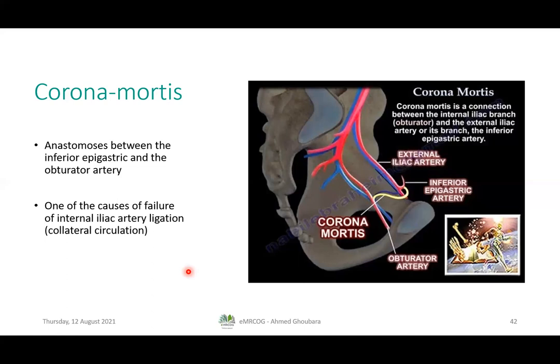Which of the following arteries may occasionally arise as a branch of the external iliac artery or inferior epigastric artery instead of a branch of the internal iliac artery? Waiting for Dr. Mehta to tell us. Is this correct, Dr. Mehta? Good. Obturator artery.